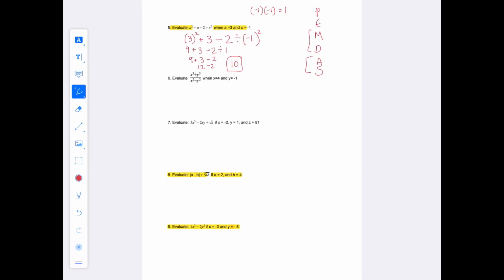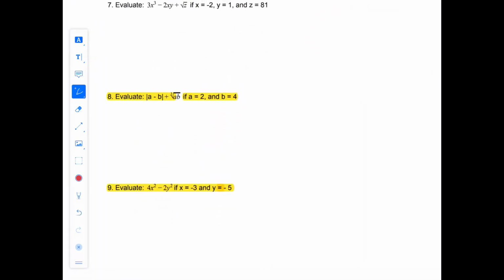All right, and now let's look at these last couple here. We're asked to evaluate, so let's plug in. So a is 2, so that's the absolute value of 2 minus 4 plus the cube root of 2 times 4. So let's do our groupings first. So 2 minus 4 is negative 2, absolute value. And then there's grouping within my radical as well. So that gives me 8.